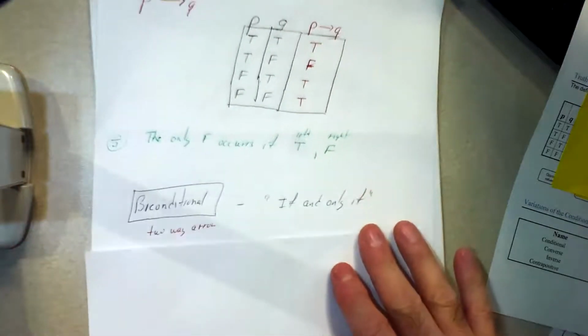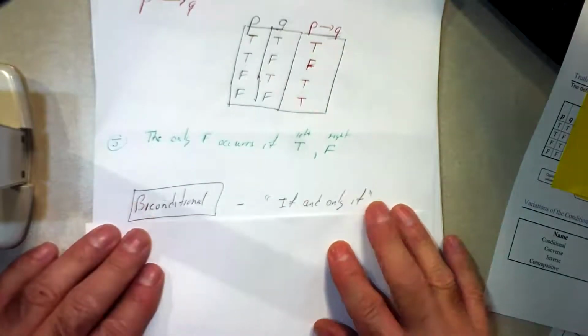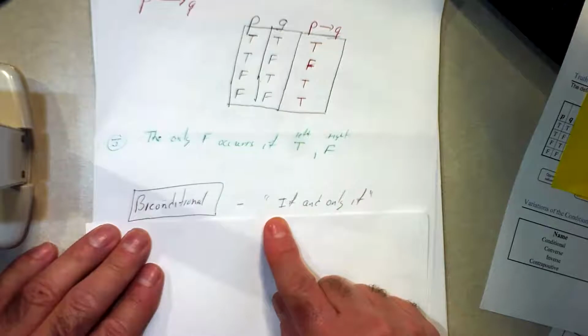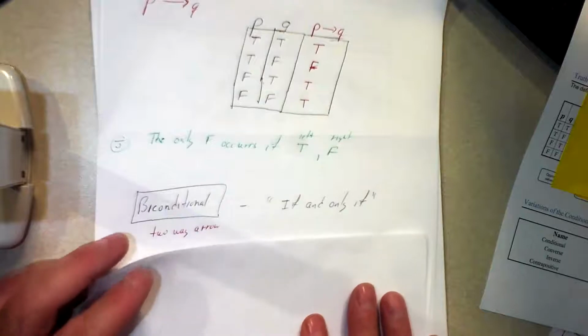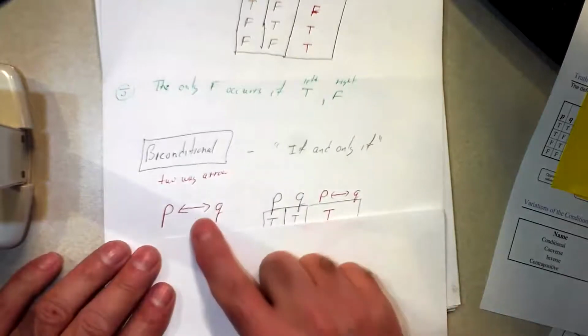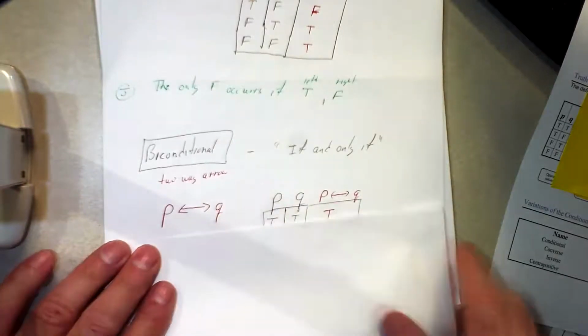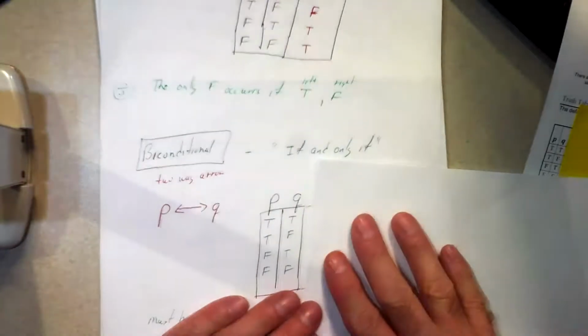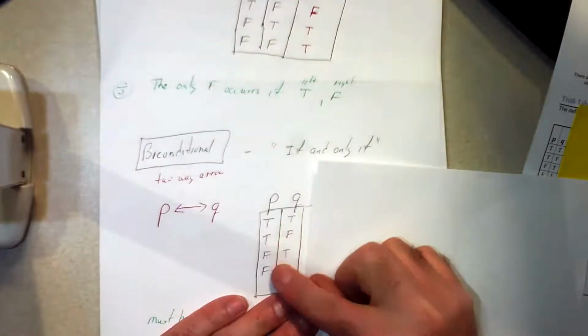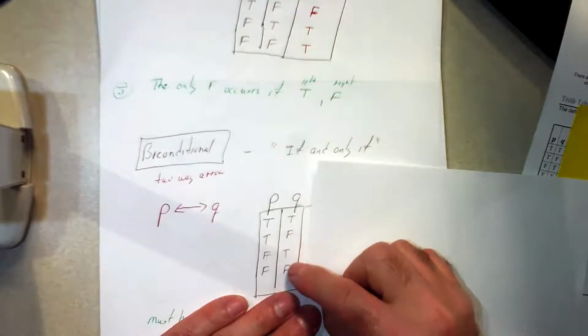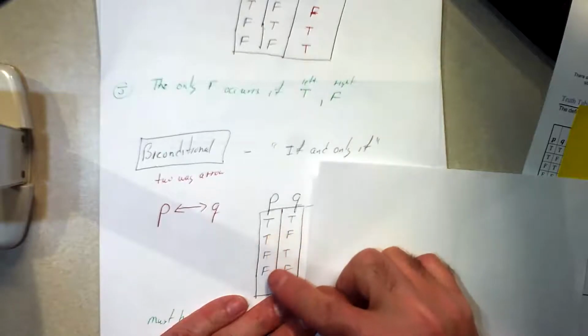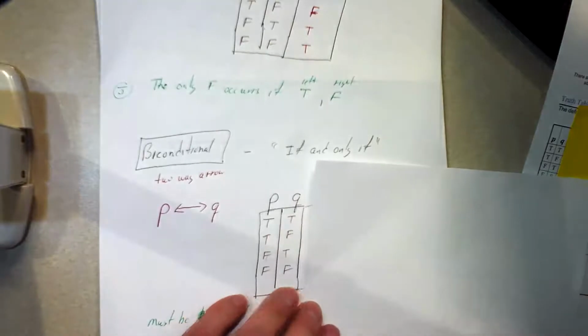All right, the last one, the biconditional. Remember that one, the key word is "if and only if." This one had the two-way arrow, right? So this one also uses two variables, P and Q. And so we start off our truth table with TT, FF, TF, TF, repeated, right? And I want to get the results for the biconditional. So I'm going to go to my chart.